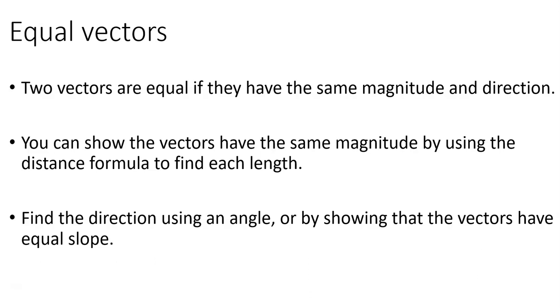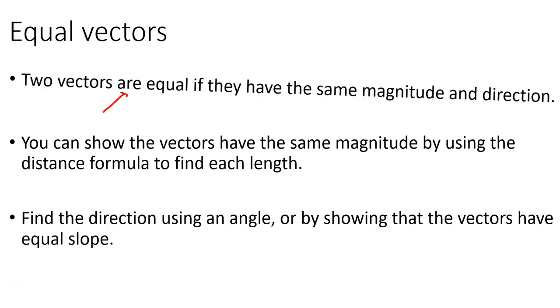Because vectors have both magnitude and direction, if the vectors are equal vectors, then they must have equal magnitude and equal direction. We have a couple of options to show these things. To find the magnitude and show the magnitudes are the same, use the distance formula. For direction, you've got two options. You can either use an angle or show that the vectors have the same slope, and that would show that they're going in the same direction. Of course, you could also just bring them all back to the origin and show that they're the same vectors using head minus tail, so that's another option too.